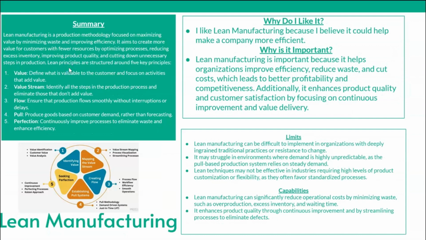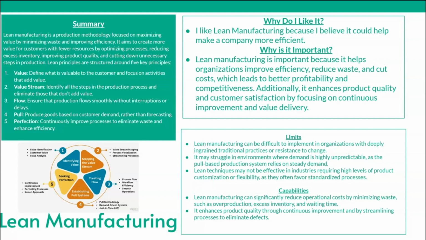So my last topic, I know I'm cutting time, is lean manufacturing. Lean manufacturing is a production approach that focuses on maximizing value by minimizing waste and improving efficiency. And it is focused around five key principles: value, value stream, flow, pull, and perfection. So value is defined as what's valuable to the customer. We have to focus on what's valuable to the customer.